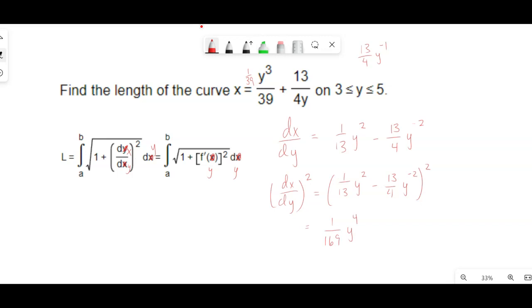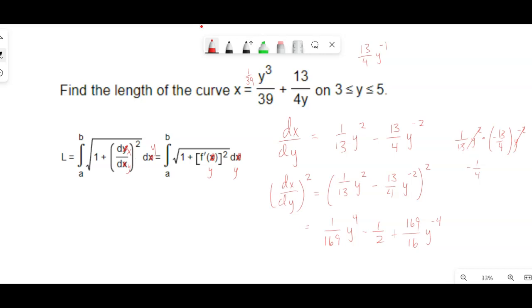Outside, inside, you can see what's going to happen here. I got 13 y squared times negative 13/4 y to the negative 2. So when I multiply these, the y's are going to cancel, the 13's are going to cancel, and I'm going to have a negative 1/4. Remember that's outside, that's also inside. So I'm going to have two of those, so that's going to be negative 2/4 or negative 1/2. And then lastly, I'm going to have plus 169 over 16 y to the 4th power. So there's the dx dy squared.